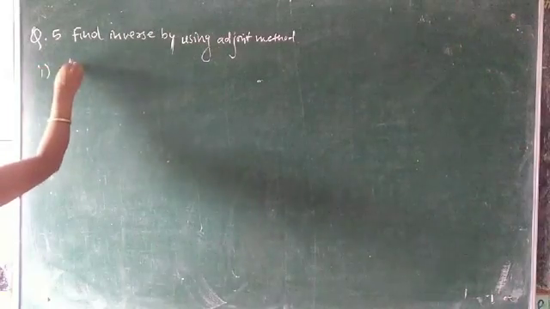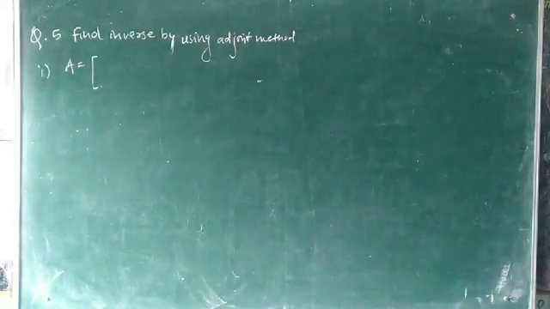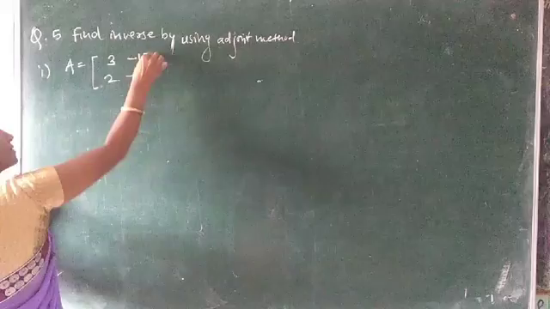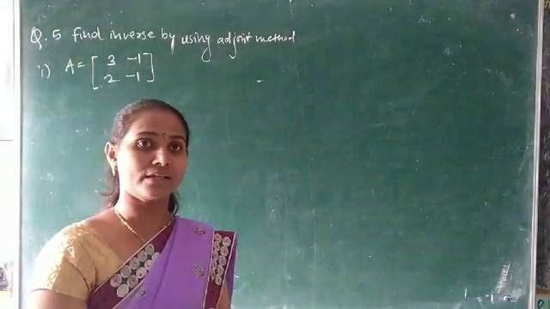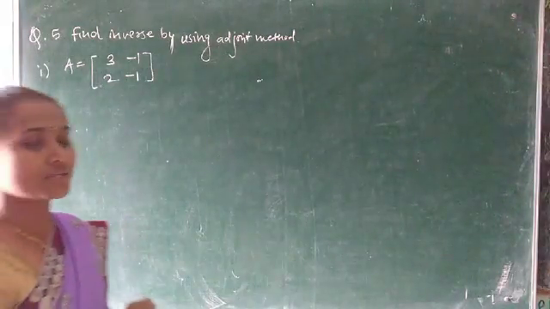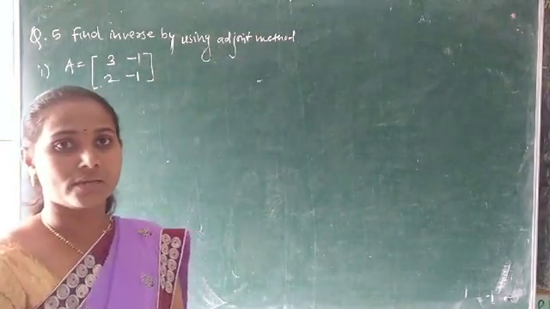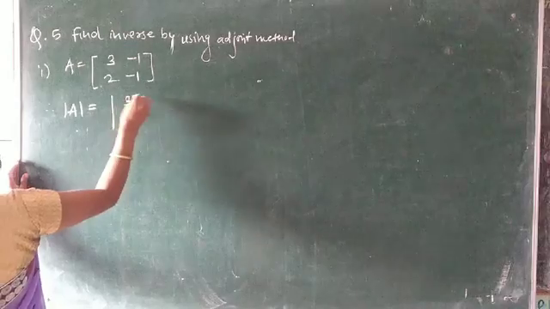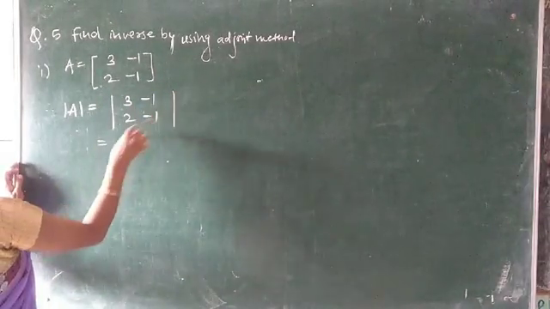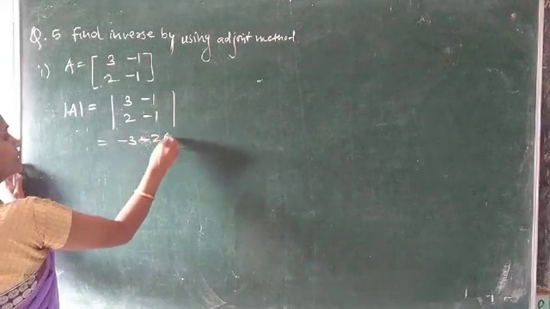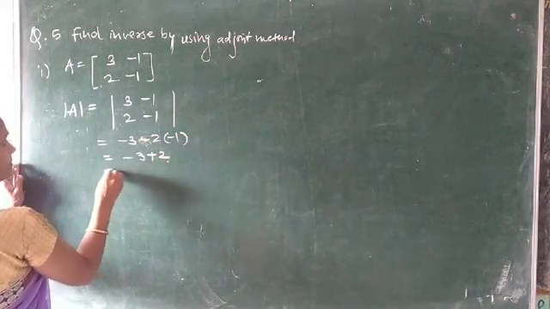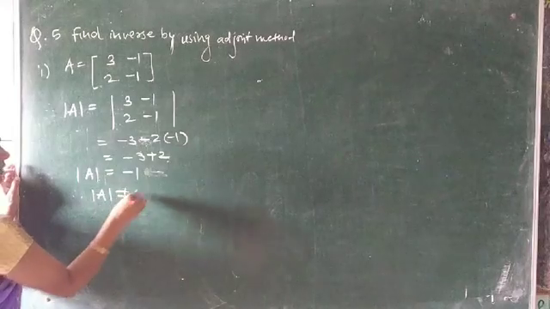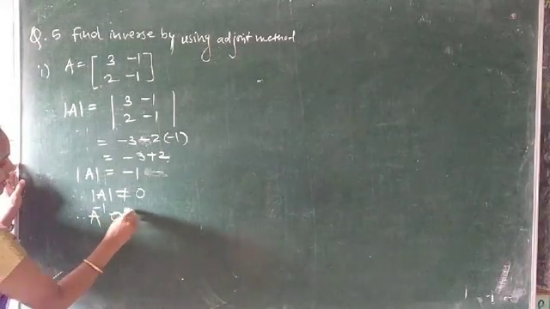First question, if A is equal to 2, 3, minus 1, minus 1. So first of all, if we find the inverse, we first check whether the inverse of our given matrix exists or not. The inverse of matrix A exists if our matrix is non-singular. So first check its determinant. For checking singularity: 3 into minus 1, minus 3, minus 2 into minus 1, which is not equal to 0. Therefore determinant A is not equal to 0, therefore A inverse exists.